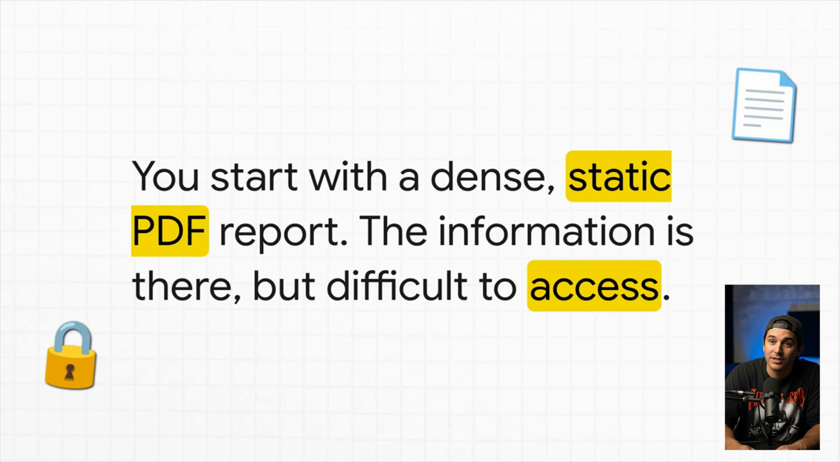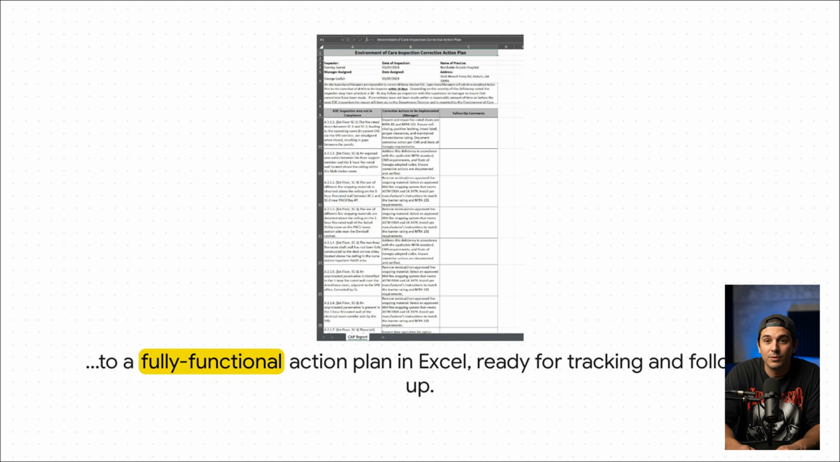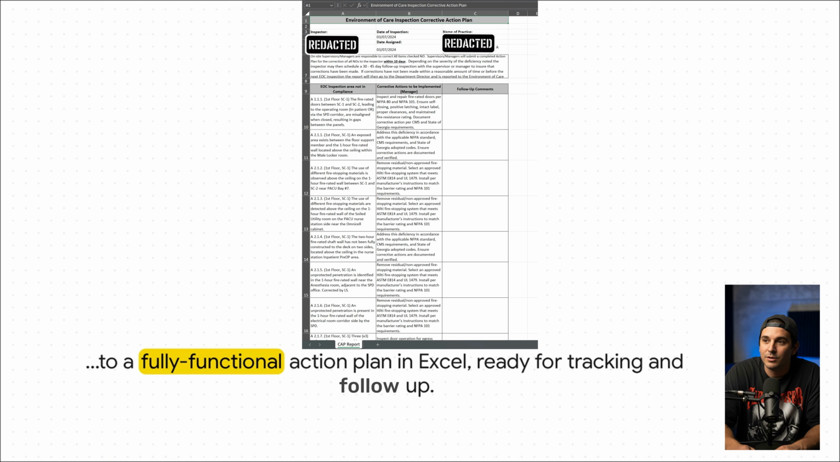So, we started here with this dense, static PDF report. Yeah, the information is in there somewhere, but it's basically in a digital prison. It's hard to get to and even harder to manage. And with one final click on Download Excel, you get this, a perfectly formatted, ready-to-use spreadsheet. Every single finding has its own row, with all the details neatly in columns. It is ready for you to assign tasks, set deadlines, and track your progress. This is what data liberation looks like.